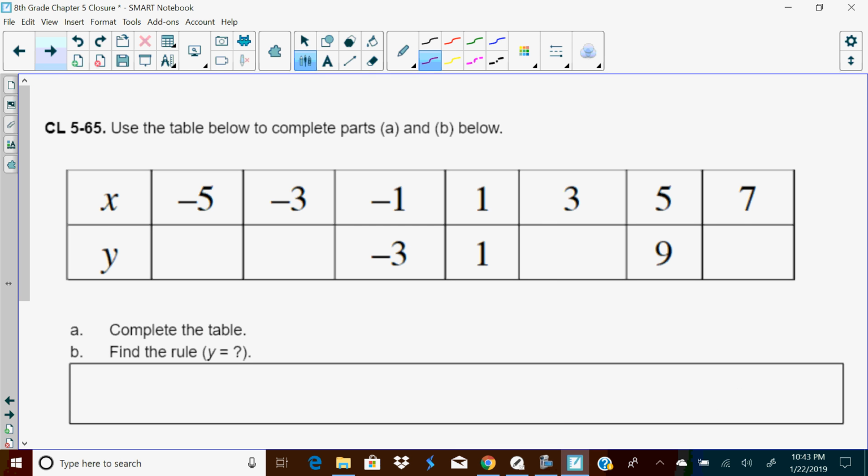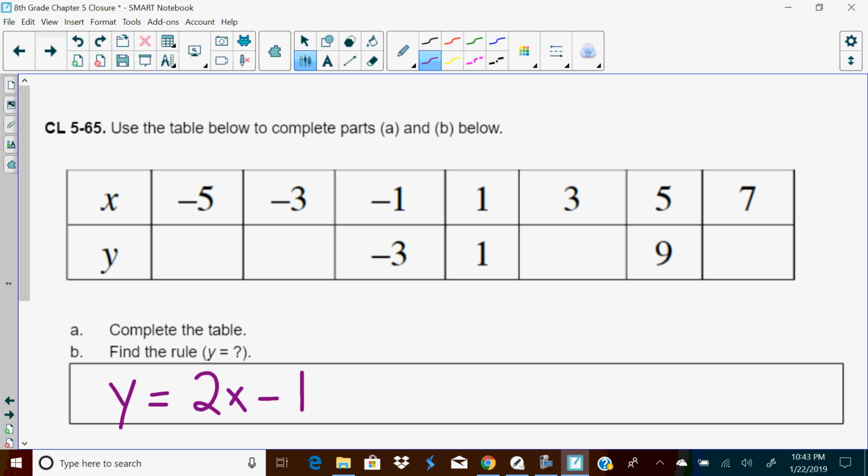Problem 65 says use the table to complete parts A through B. So B is going to ask me to write the rule, and I like to do that first. So I need to figure out what did I multiply x by to get 1. So 1 times what plus or minus would give me 1. So I'm actually going to look at the 5. So I know 5 times 2 minus 1 will give me 9. 1 times 2 minus 1 is 1. So my rule is going to be y equals 2x minus 1.